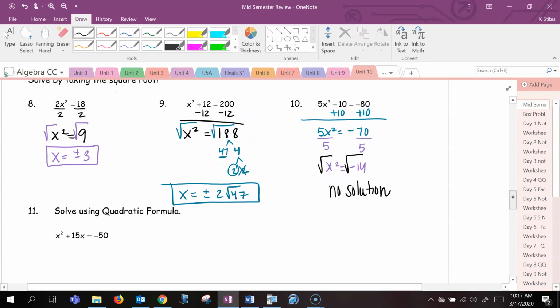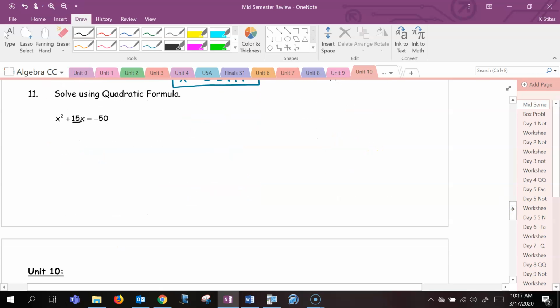All right, so next we're going to solve by using the quadratic formula. This problem is different from the one above because we have this b value, that 15x. When we do quad formula, we'll start by making sure we have an equal 0. We'll move everything to one side. So notice I'm adding my 50 over. This is when we identify our a's, b's, and c's. Your a value is going to be 1. Your b value is the 15, that's always with the x. Your c value is 50.